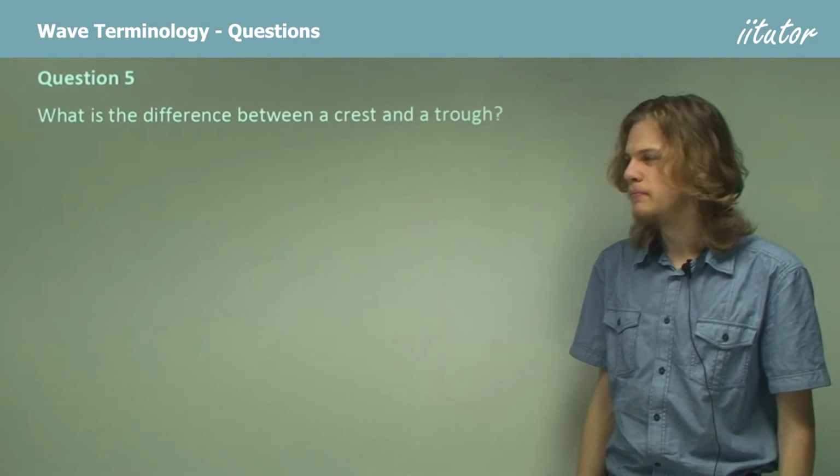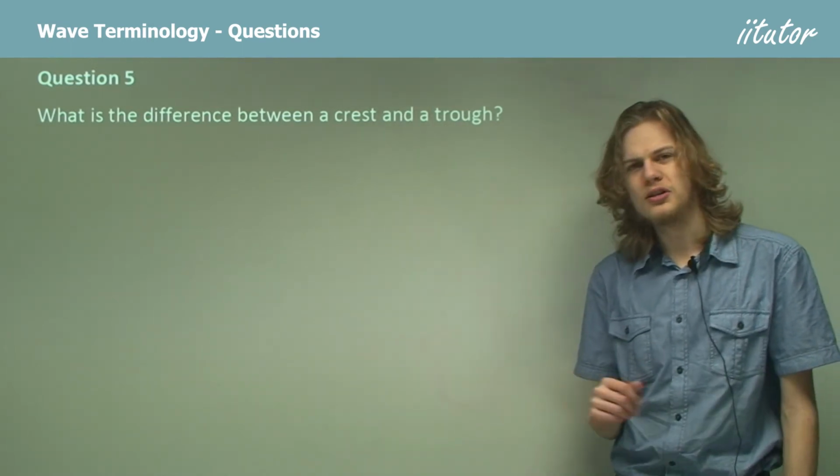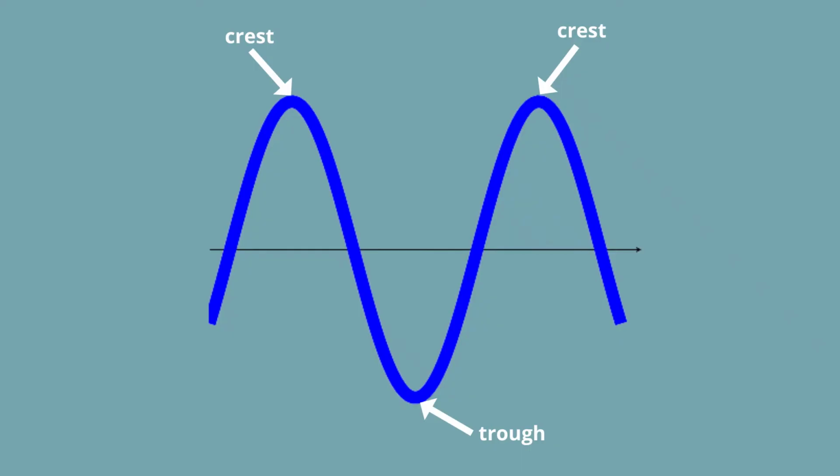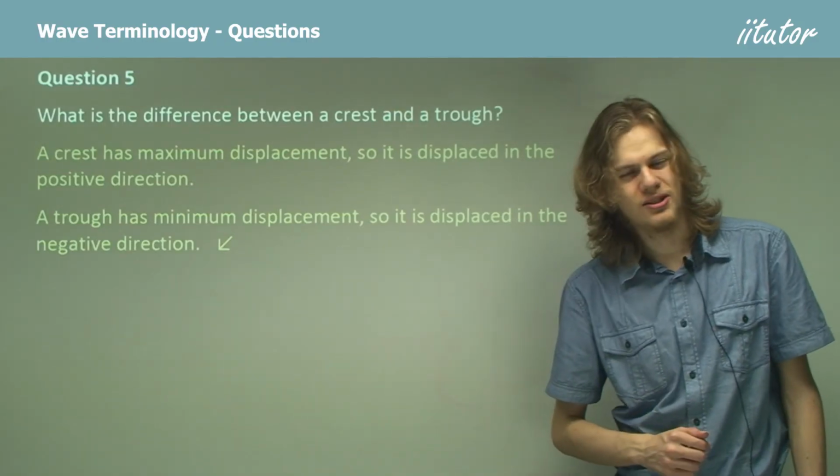Question 5. What is the difference between a crest and a trough? Now remember, crests and troughs are both points of extreme displacement, but they're in different directions. Can you remember which one goes up and which one goes down? The crest has the maximum displacement, so it's displaced in the positive direction, which is normally up on a graph. A trough, on the other hand, has minimum displacement, so it's displaced in the negative direction, so it's down on the graph.